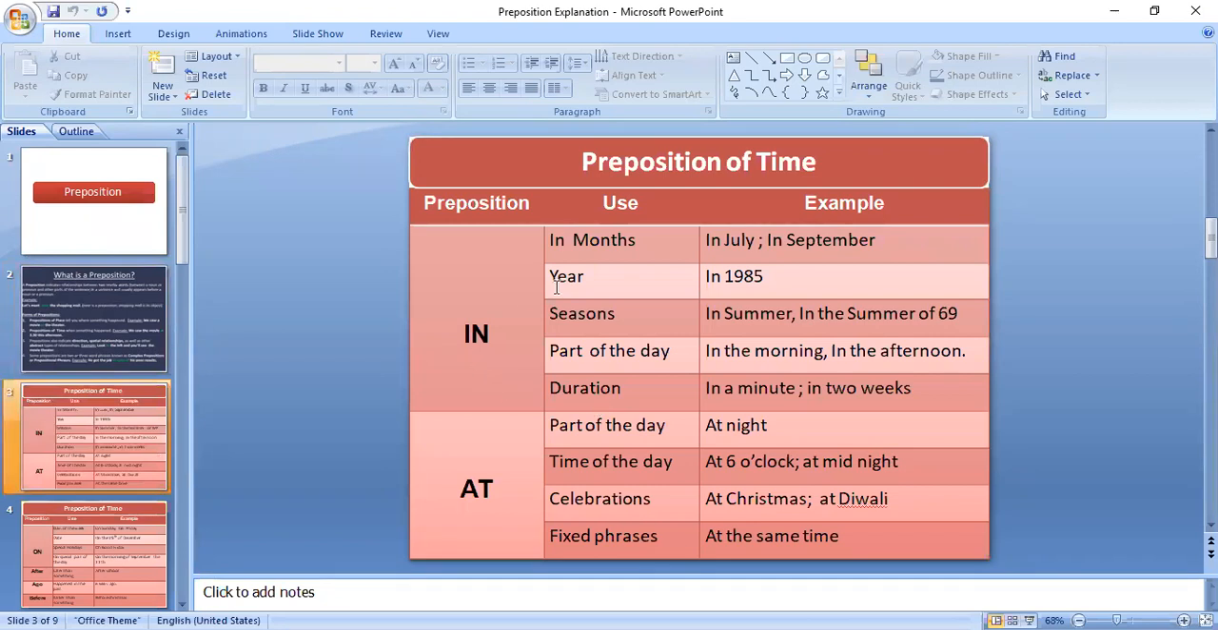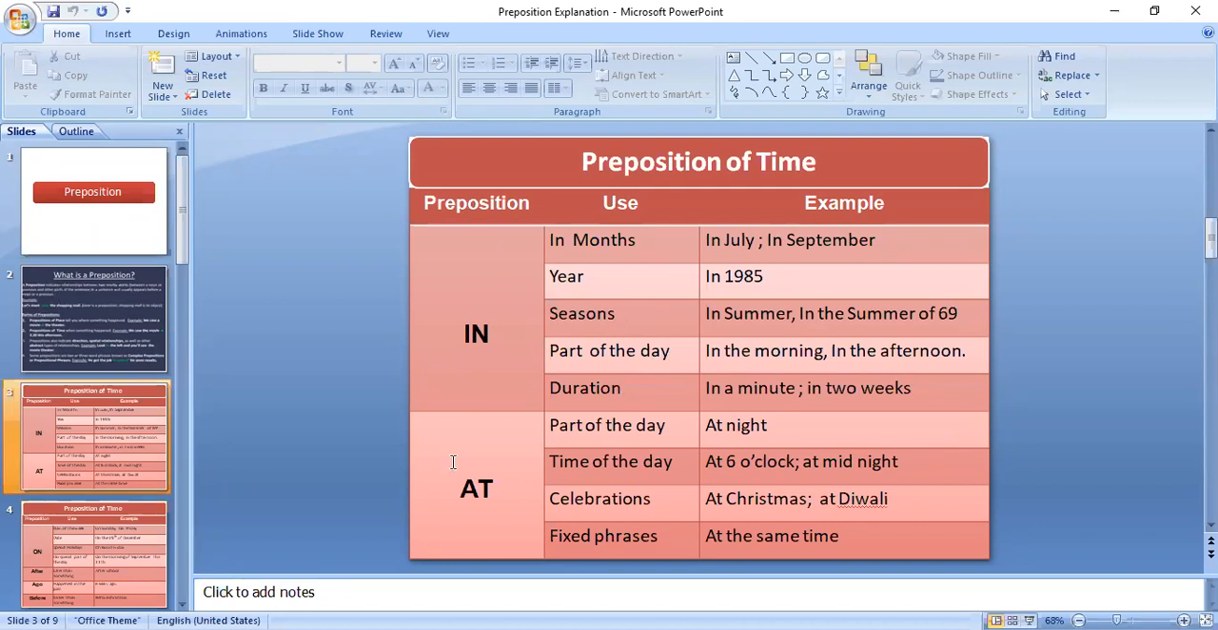Coming to the next. Now let's discuss different prepositions of time. Which prepositions are used for time? In, where we use in for the months. For example, in July, in September, for the year, in 1985, for the seasons, in summer, in the summer of 69, part of the day, in the morning, in the afternoon, for a duration, in a minute, in 2 weeks. So we use in for months, year, seasons, part of the day, and duration.